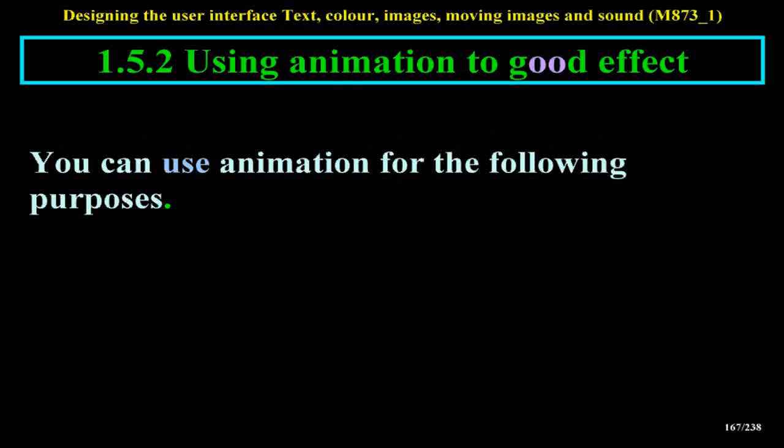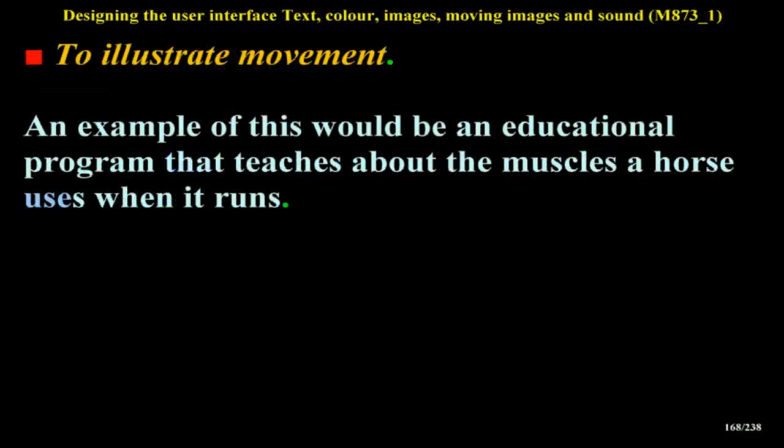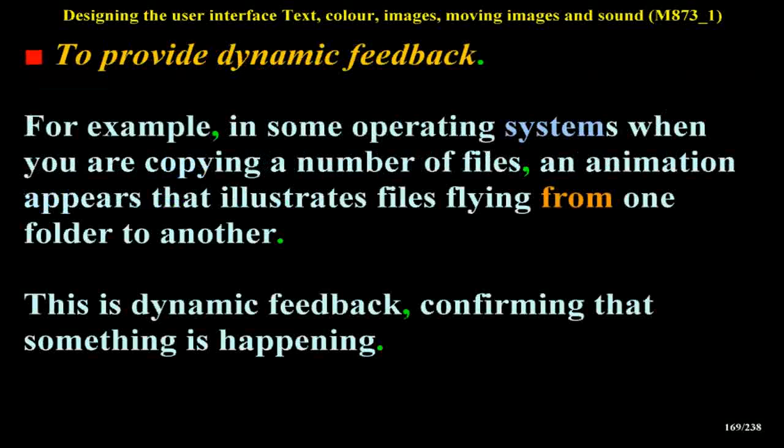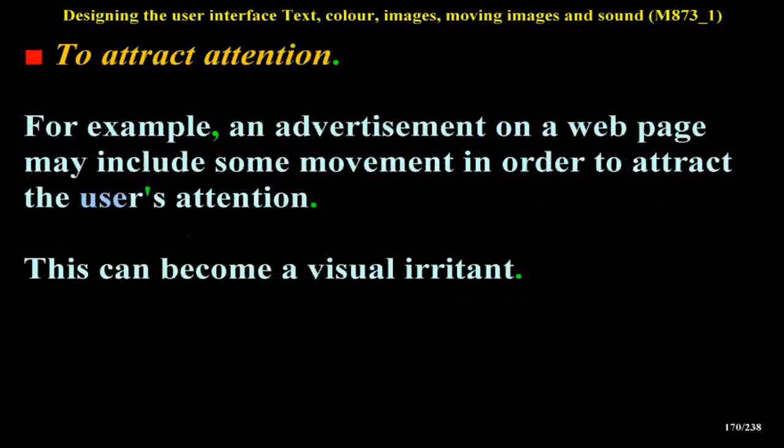1.5.2 Using animation to good effect. You can use animation for the following purposes. To illustrate movement. An example of this would be an educational program that teaches about the muscles a horse uses when it runs. To provide dynamic feedback. For example, in some operating systems when you are copying a number of files, an animation appears that illustrates files flying from one folder to another. This is dynamic feedback, confirming that something is happening. To attract attention. For example, an advertisement on a web page may include some movement in order to attract the user's attention.